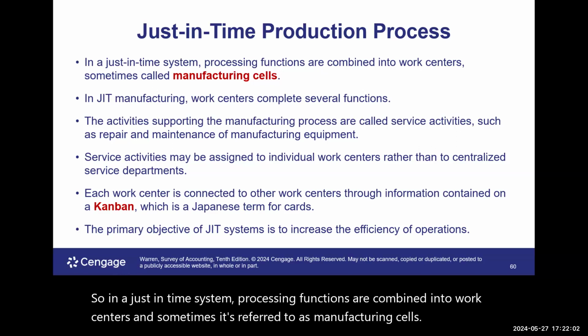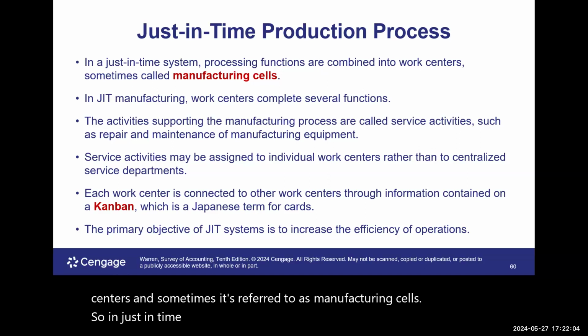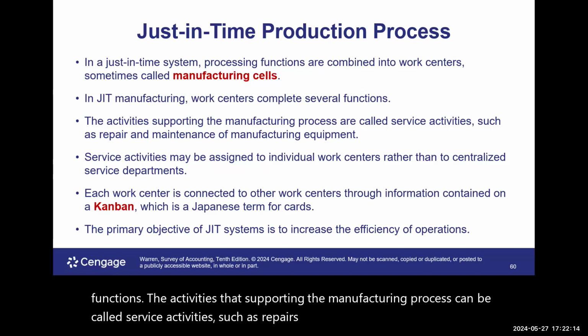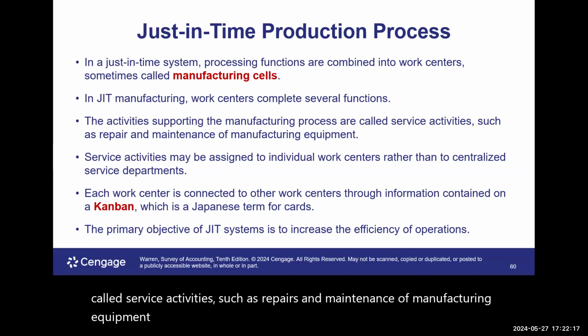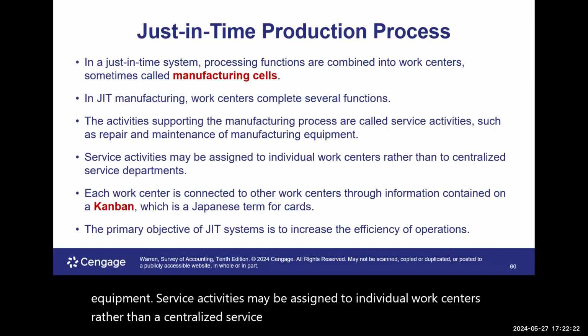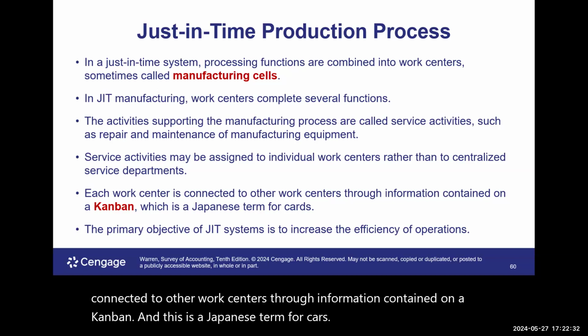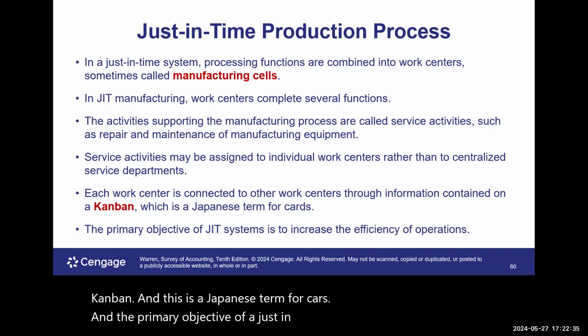So in a just-in-time system, processing functions are combined into work centers, and sometimes it's referred to as manufacturing cells. So in just-in-time manufacturing, work centers complete several functions. The activities that support the manufacturing process can be called service activities, such as repairs and maintenance of manufacturing equipment. Service activities may be assigned to individual work centers rather than a centralized service department. And each work center is connected to other work centers through information contained on a Kanban. And this is a Japanese term for cards. And the primary objective of a just-in-time, a JIT system, is to increase the efficiency of operations.